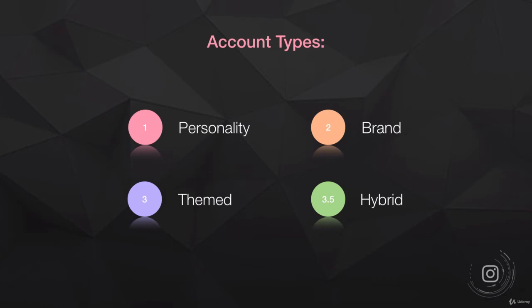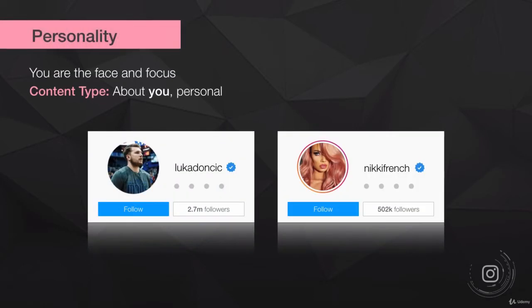So the 3.5 account types are 1, a personality Instagram account, 2, a brand or business Instagram account, 3, a themed account, and 3.5 is the hybrid account. So let's jump into some examples of what each one of these are. So a personality account means that you are the face and the focus. It's built up around you and it's built up around your personality, or someone's face and someone's personality, if not yours.